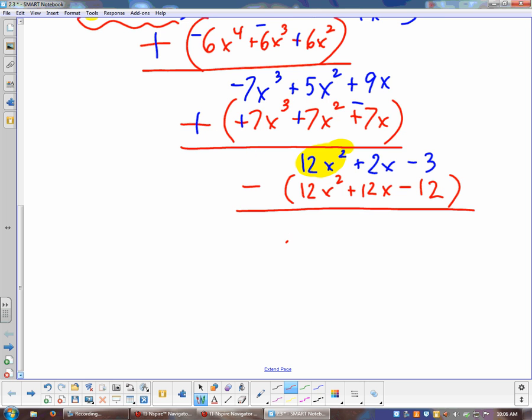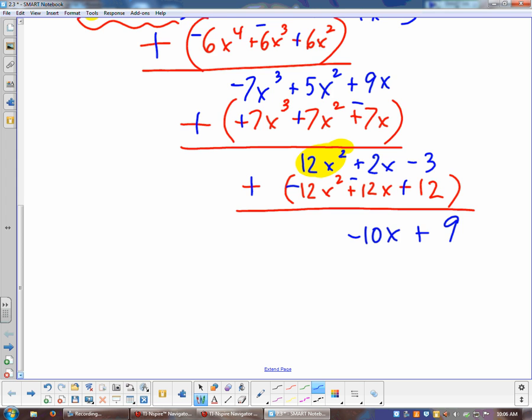And is that right? So we're going to change this to a plus, change all of these signs here. And what do we end up with? Negative 10x plus 9. Okay, so what is this negative 10x plus 9? The remainder. That's the remainder.